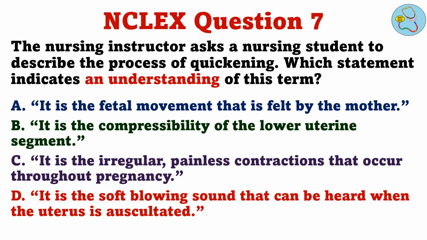Question 7. The nursing instructor asks a nursing student to describe the process of quickening. Which statement indicates an understanding of this term? A. It is the fetal movement that is felt by the mother. B. It is the compressibility of the lower uterine segment. C. It is the irregular, painless contractions that occur throughout pregnancy. D. It is the soft blowing sound that can be heard when the uterus is auscultated.